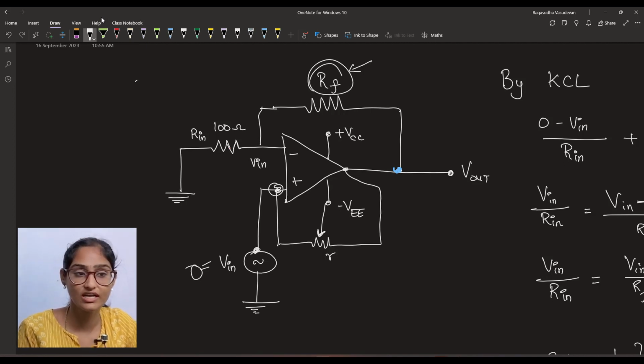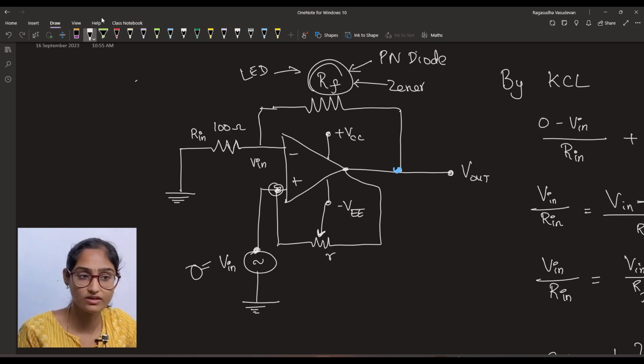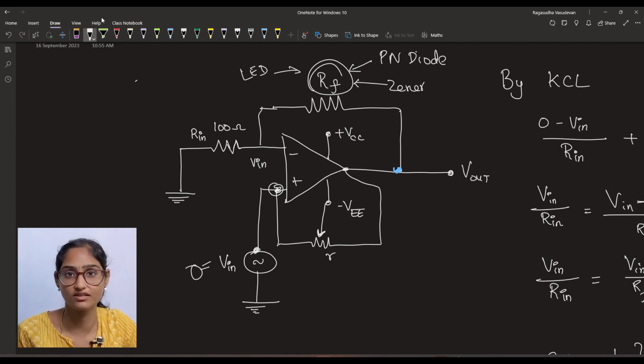You can use this in any application. You can replace this feedback resistor by any PN diode, or you can just replace this by a zener diode, or you can even replace this by LEDs, and you can use it in different configurations.